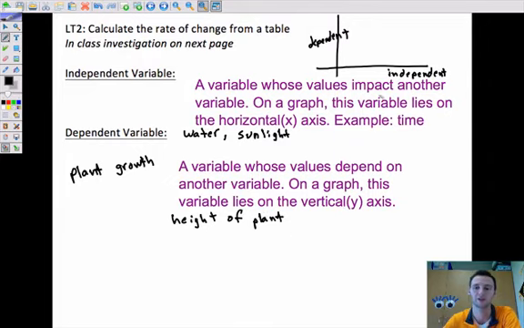So back to our example of the race with me and Mr. Dunn, the independent variable was time. Time went on no matter what. It was not impacted by how the race was going. But how the race was going, how far we were from the finish line, was definitely impacted by time. So there is a relationship between the two.